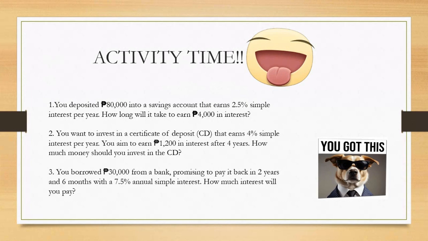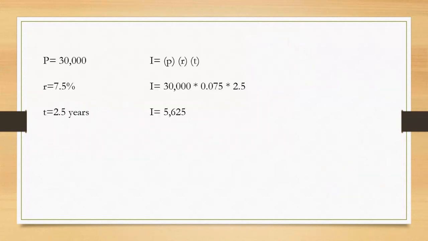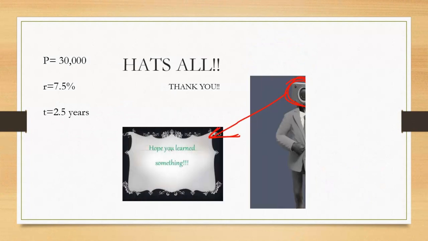Let's see if your answers are correct. P is 30,000, R is 7.5%, time is 2.5. So we're gonna find the interest. P times R times T, which is 30,000 times 0.075 times 2.5. The final answer is 5,625. So that is all.